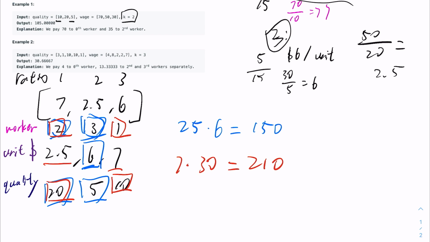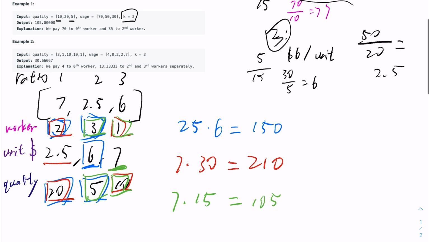Okay, what if I want to hire worker 3 and 1? We want to find the larger of the unit prices, which is 7 again, and we also want to find the sum of the quality, which is 10 plus 5, giving us 15. So 7 times 15 is 105.